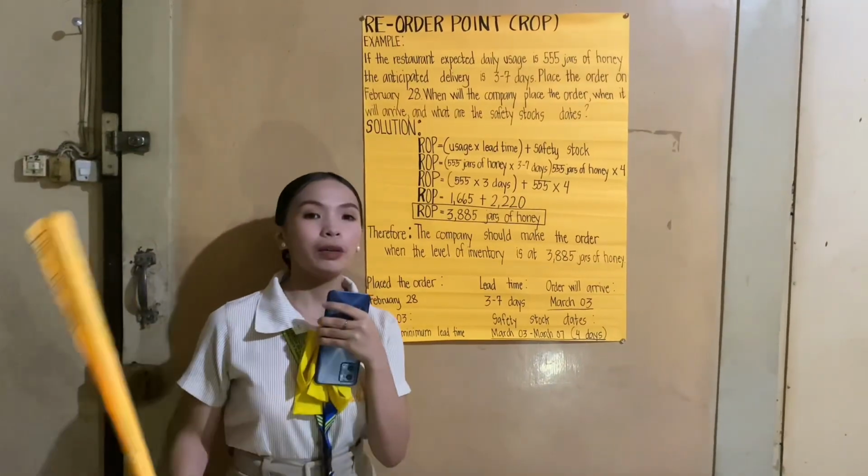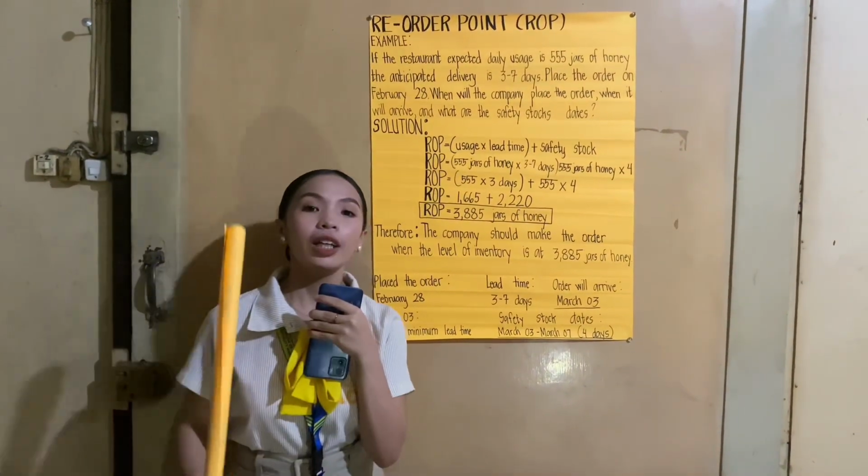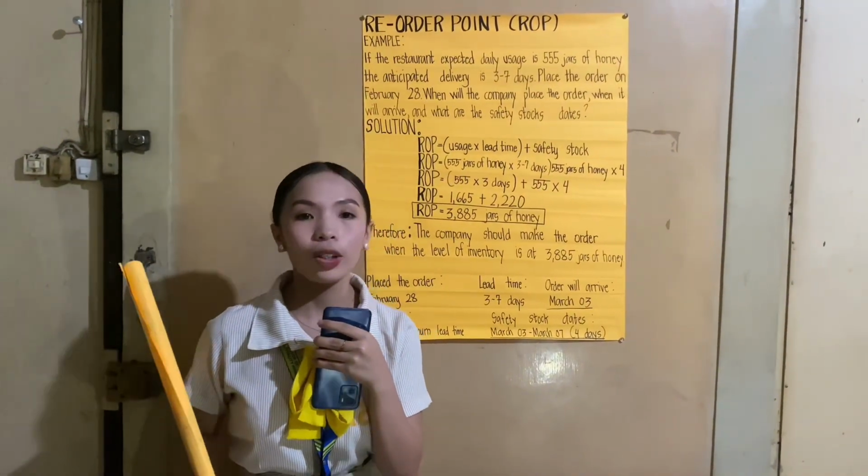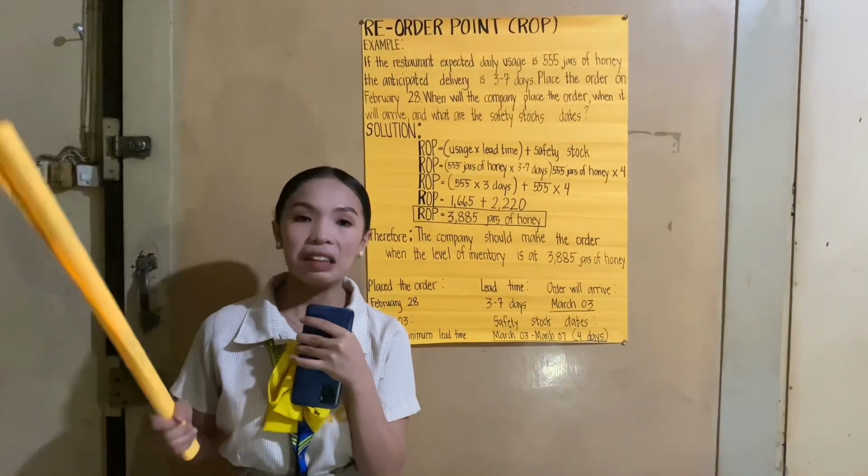So ROP refers to the level of inventory at which a new order must be placed to replenish stock before it reaches zero. So in short, mo ni siyang indicator kung kano sa ato mo place ang new order so that dili ta ma out of stock.